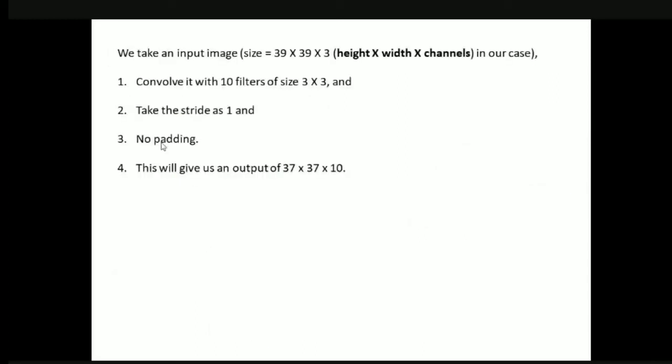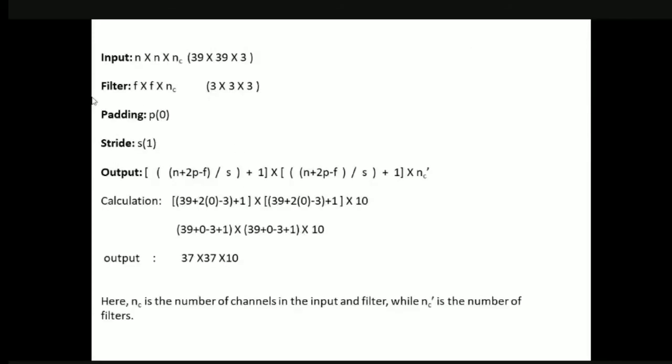So padding is not there, no padding. So it has given us the output of 37 by 37 by 10. If you see here, the input is n by n by nc, that is 39 by 39 by 3. The filter is f by f by nc, that is 3 by 3 by 3. Padding is 0. Stride is 1. What will be the output, as discussed?